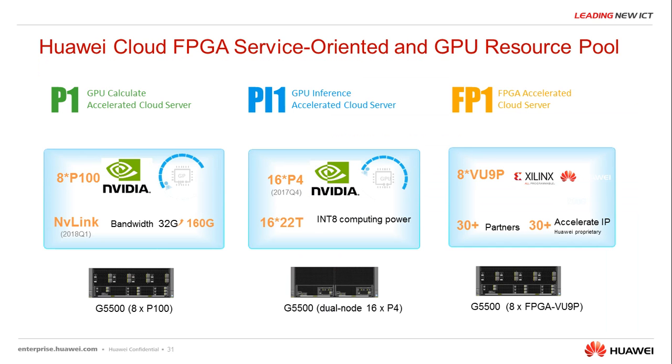Huawei Cloud builds FPGA Intelligent Cloud Acceleration and GPU Resource Pool services based on the G5500. Currently, the services that have been launched include the P1 GPU Accelerated Cloud Service for numeric computing, PL1 GPU Accelerated Cloud Service for inference, and the FPGA-based FP1 Accelerated Cloud Service.